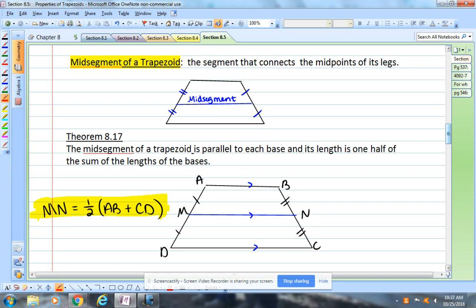I wouldn't think you would need to draw this picture a second time. I don't think it's beneficial. You can mark what you need to mark on one picture.